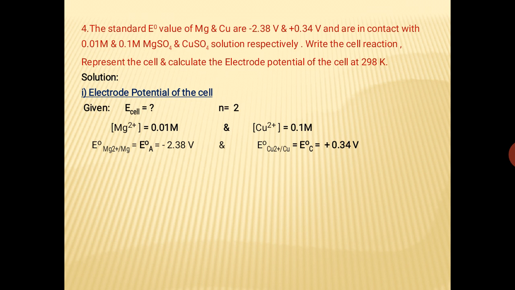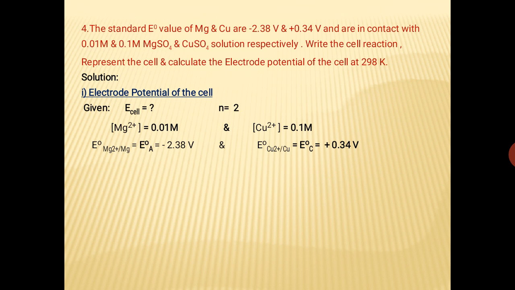Instead, they have given the separate standard electrode potential of the magnesium electrode, which is the anode, and the standard electrode potential of the copper electrode. Here, identification of anode and cathode is once again very important. The anode is the one with the more negative value. Whichever electrode bears the value minus 2.38 volts is our anode. The rest, which is positive, is our cathode.